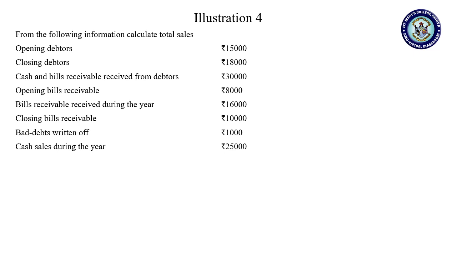Closing bills receivable 10,000. Bad debts written off 1,000. Cash sales during the year rupees 25,000.